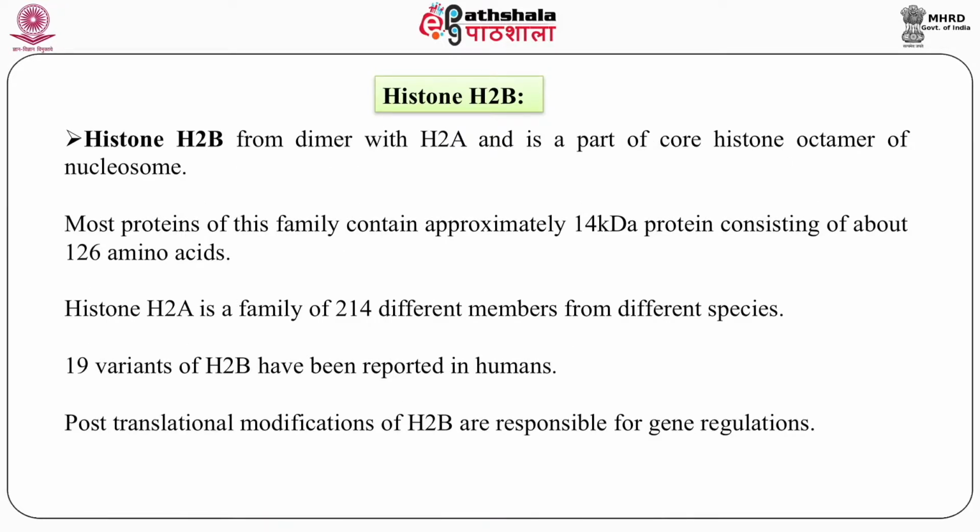The other histone that we call H2B forms a dimer with H2A and is also a part of the core histone octamer. Most proteins of this family are approximately 14 kD, consisting of approximately 126 amino acids. 19 variants of H2B have been reported in humans. Only a few post-translational modifications of H2B are known yet. It seems that PTMs are still not studied well in H2B.